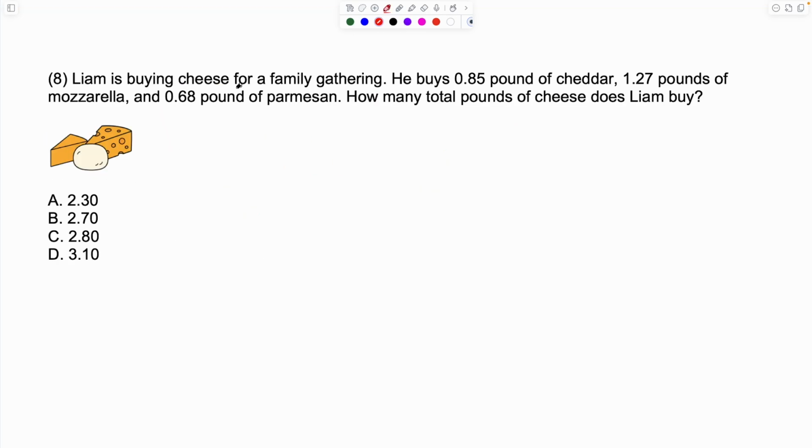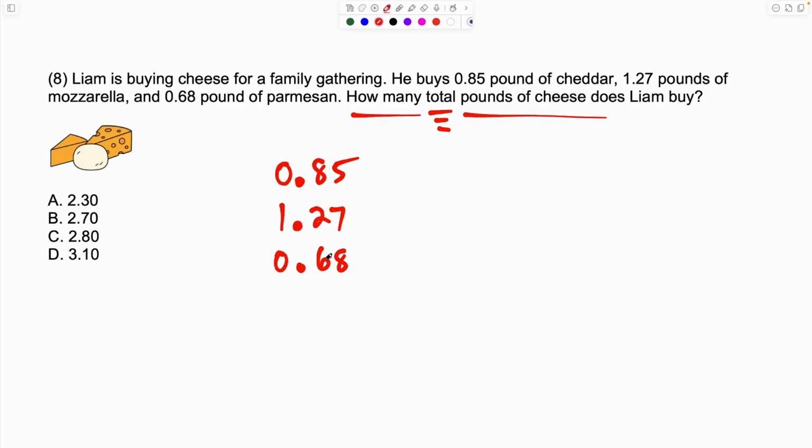Question 8, Liam is buying cheese for a family gathering. He buys 0.85 pound of cheddar, 1.27 pounds of mozzarella, and 0.68 pound of Parmesan. How many total pounds of cheese does Liam buy? So for this one, we just have to add these three numbers together because we want to know how many total pounds of cheese does Liam buy. So he's buying 0.85 pound of cheddar and then 1.27 pounds. So we're going to write next 1.27. He's buying that many pounds of mozzarella and then 0.68 pound of Parmesan.